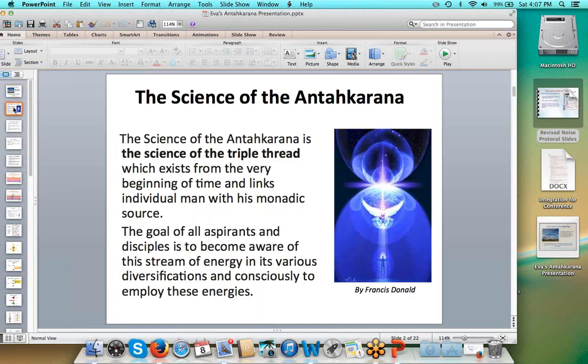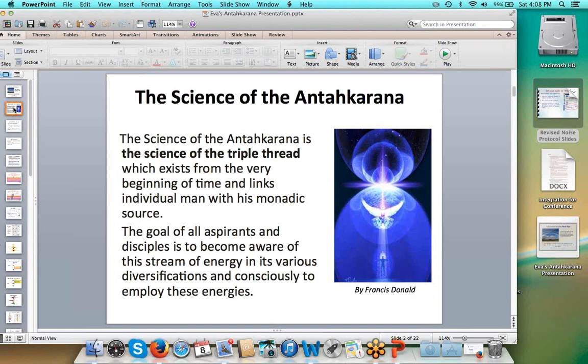So it is a science. It's called the science of the Antahkarana. This Antahkarana is composed of a triple thread, 3 threads, which exist from the very beginning of time, from the minute you incarnated thousands of years ago to now. And it links each one of us to our monadic source. And what do I mean by our monadic source? It is our spirit self.